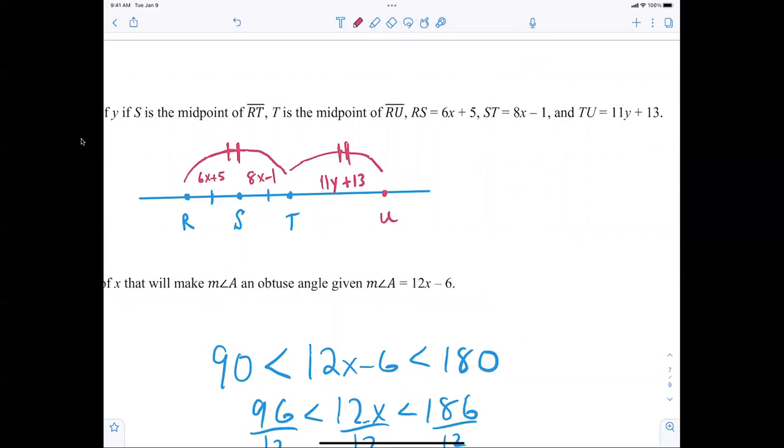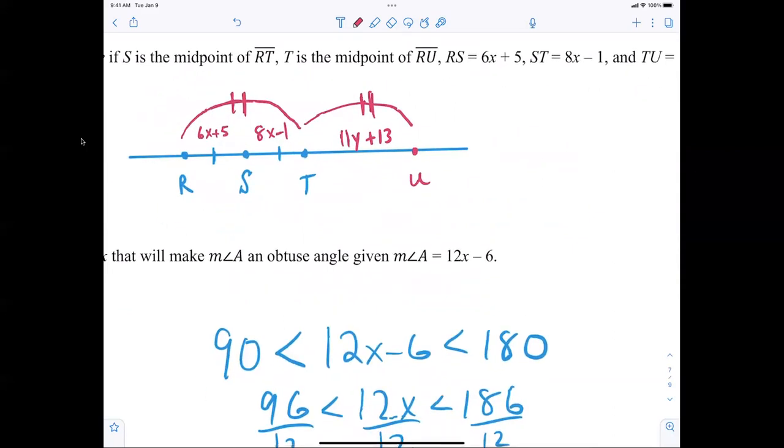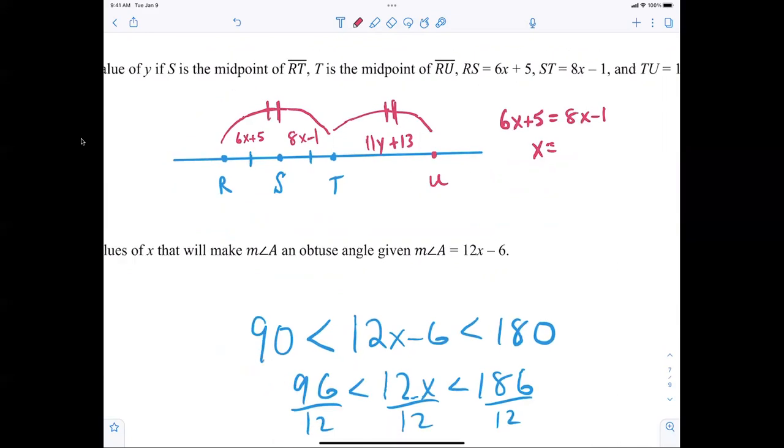All right, so first thing I need to do is find X. So how do I find X? Yes, 6x plus 5 equals 8x minus 1. And because we were brilliant, that means X is equal to what? What is it? 3.